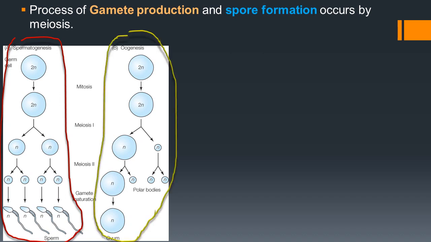And next is oogenesis. Oogenesis is the gamete production in the female. Here the egg cell undergoes meiosis division, and it will form 4 haploid cells.